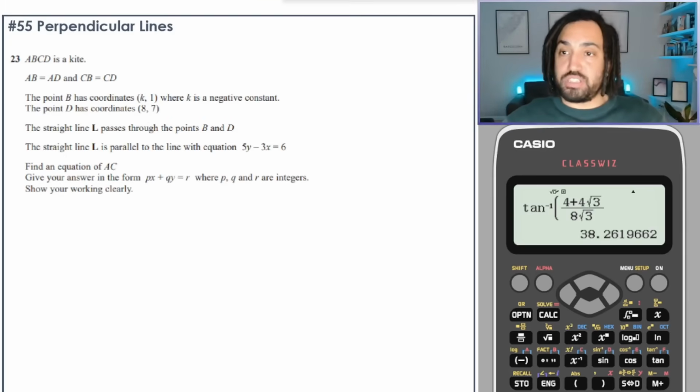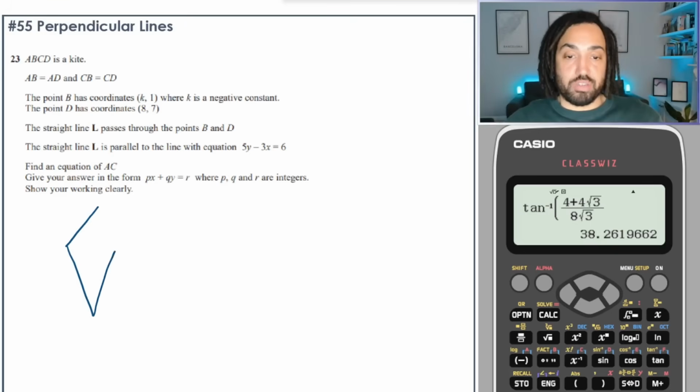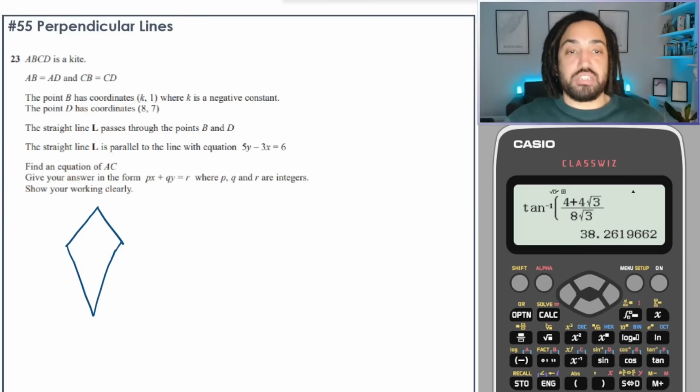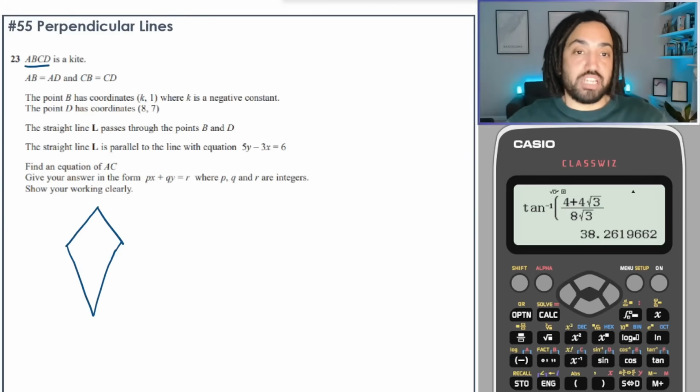Okay, 55. This is such a classic Edexcel IGCSE question. These are coming up all the time, so this is great practice. We've got a kite, so I'm going to draw it like this. Notice that it's labelled ABCD, which means that the vertices must go in that order as you go around the shape.